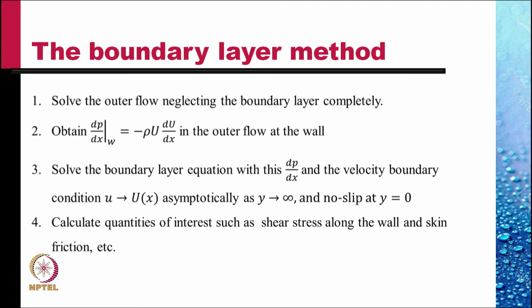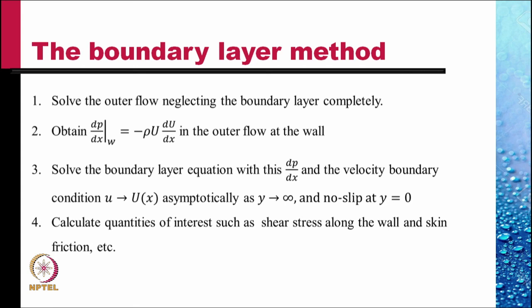Now, this dP by dx is now impressed on the boundary layer itself. We imagine that across the boundary layer, the pressure does not change in the y direction, in the normal direction. And therefore, whatever be the dP by dx obtained at the edge of the boundary layer is the dP by dx across the boundary layer.